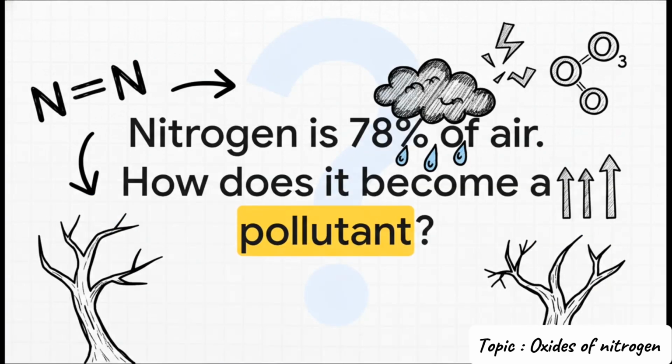Yeah, that's the big question, right? It's the puzzle we're going to piece together. How does this invisible essential gas suddenly become the bad guy? How does it become the main ingredient in smog, a key player in acid rain, and even a threat to our ozone layer? It's a pretty wild chemical transformation, from friend to foe.